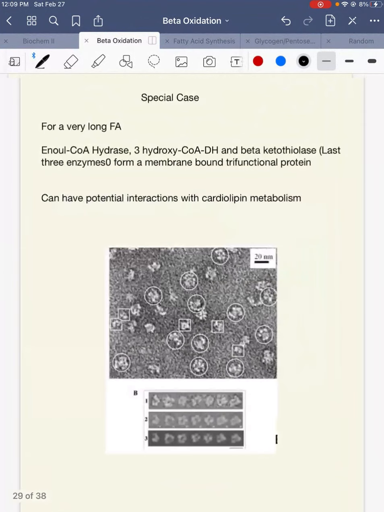Okay, so let's talk about different cases. It's supposed to say enol. So for a long fatty acid, remember I said some of the longer fatty acids usually happen in peroxisomes. Our hydrase, dehydrogenase, so this is the second step, third, and fourth. The thiolase is the fourth step. Those enzymes are actually in a trifunctional protein, so they're on the membrane, and then they function as one big enzyme. So this is in very long fatty acids, which usually happens in peroxisome.